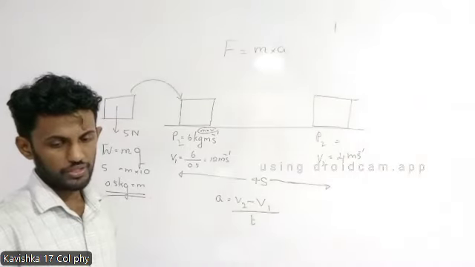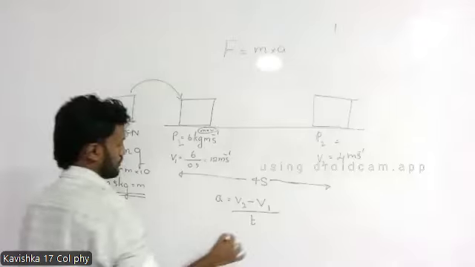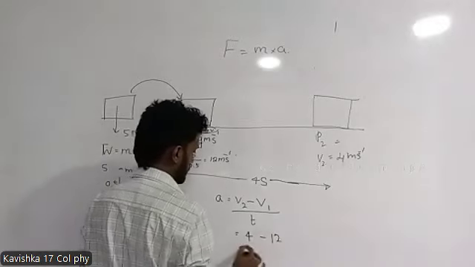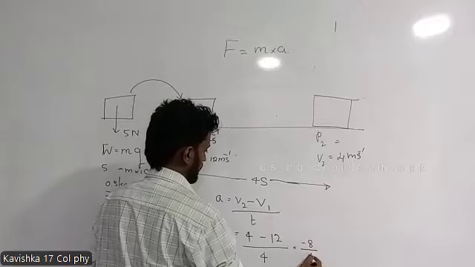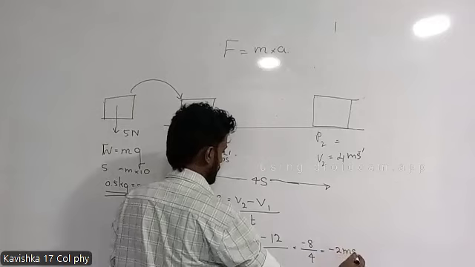Right. So V2 is 4. This is V1 is 12 divided by time 4. So it's minus 8 divided by 4. Final answer is minus 2 ms minus 2.